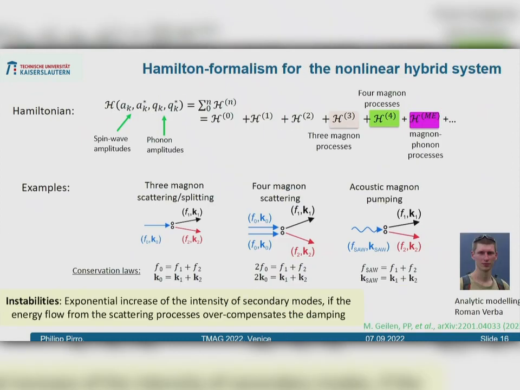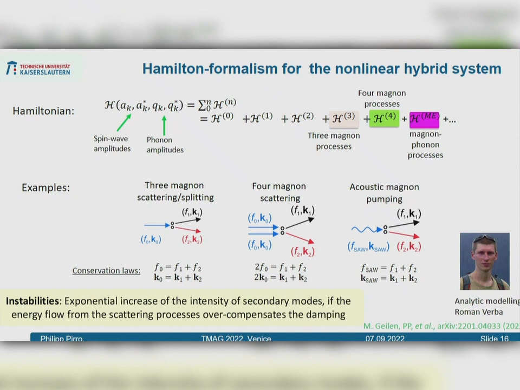So if we go now a little bit more into the depths of the physics and want to study also nonlinear phenomena, which are very important for amplification of magnons, we can, for example, use some Hamilton formalism for this nonlinear hybrid system. So principally, we have our Hamiltonian, which includes spin wave amplitude operators and phonon amplitudes, and then up to the second order, H2, we have the harmonic oscillator. So this is all linear excitation and linear spin waves. And then we have the 3-magnon process, the 4-magnon processes, and also magnon-phonon processes.